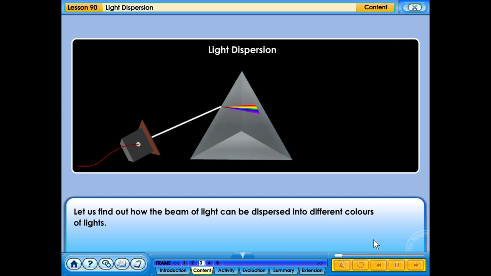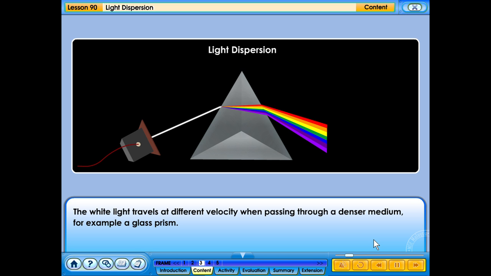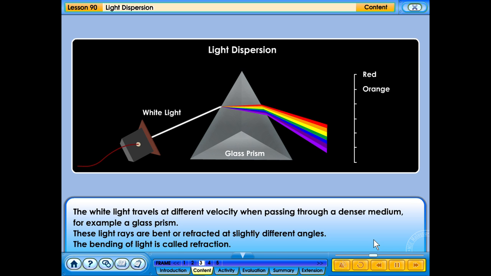Let us find out how the beam of light can be dispersed into different colors of lights. The white light travels at different velocity when passing through a denser medium, for example, a glass prism. These light rays are bent or refracted at slightly different angles. The bending of light is called refraction.